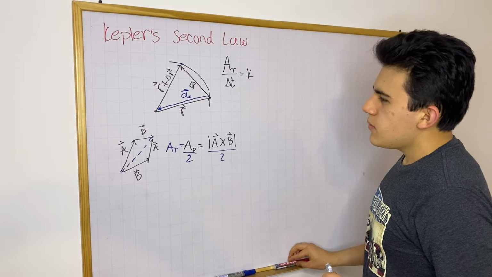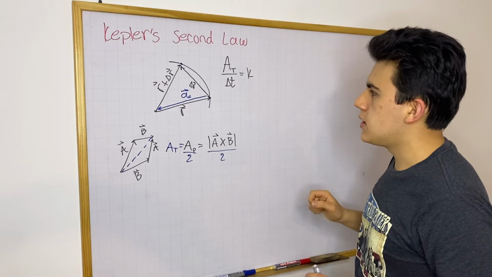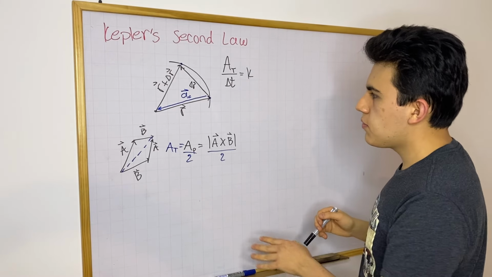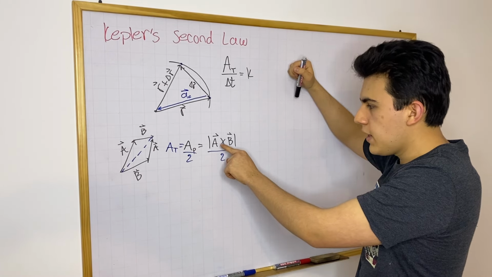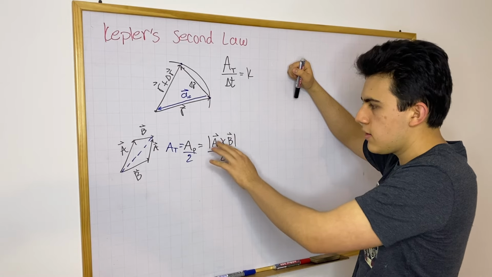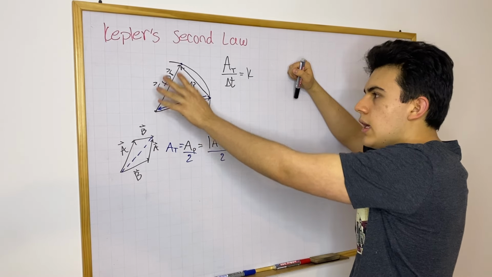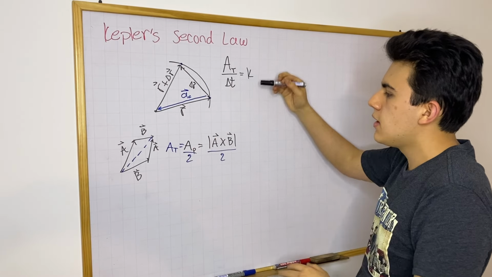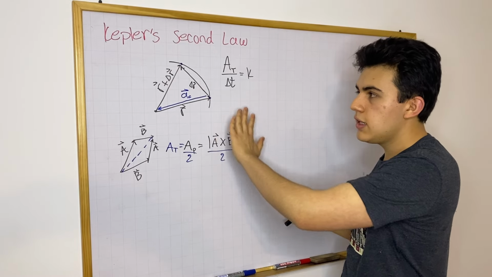So now, let's rewrite A sub T. Using this principle, we simply need two vectors, the equivalent of A and B in this diagram, to be able to find the normal vector to this plane, okay?